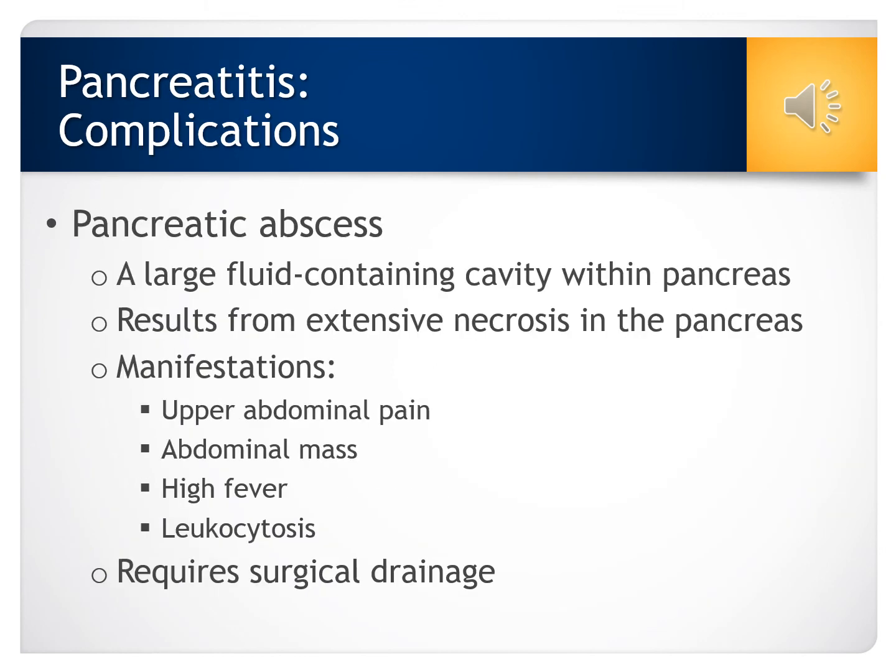Another complication of pancreatitis is a pancreatic abscess, which is a collection of pus. It results from extensive necrosis in the pancreas. It may become infected or perforate into adjacent organs. Manifestations of an abscess include upper abdominal pain, abdominal mass, high fever, and leukocytosis. A pancreatic abscess requires prompt surgical drainage to prevent sepsis.